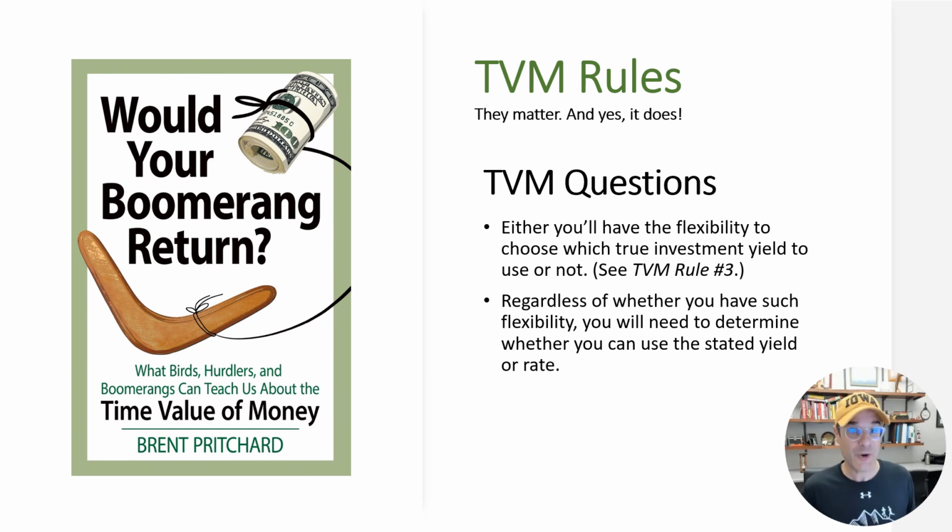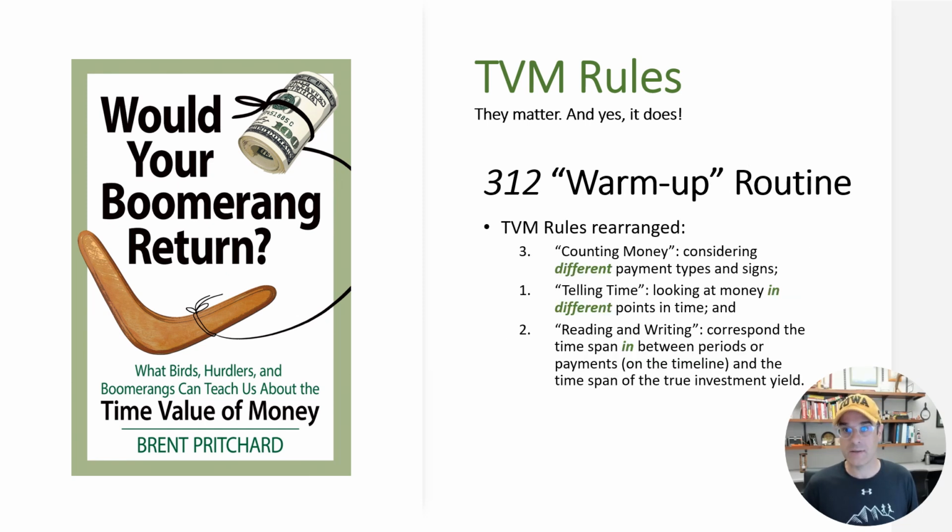How will you really know if you've got the flexibility or a yield you can use? Enter the 3-1-2 warm-up routine. It takes 3 and 1 to get to 2, and I'm referring, of course, to the TVM rules. First, you count money, next you tell time, and then you can read and write I, which is the true investment yield. The point of the 3-1-2 warm-up routine is to determine or calculate the I you'll need to apply the mathematics of finance, as described in TVM Rule number 2.